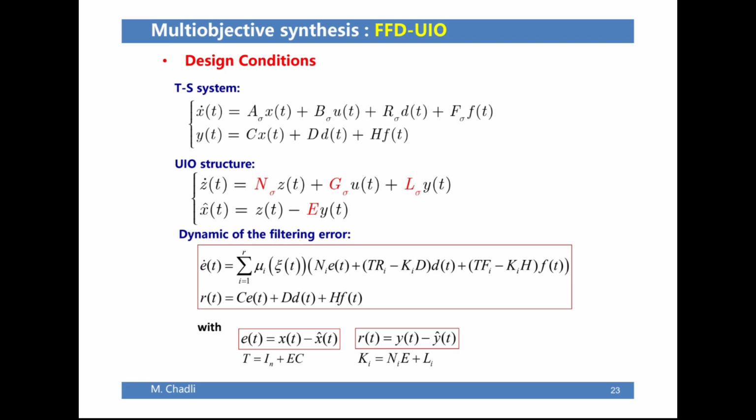residual generator R of t, depending on the error of estimation, on disturbances and faults. Okay, so we can obtain this equation easily, and the objective is how to design the parameters of the unknown input observer N, G, M, and E in order to guarantee the convergence of the error, allowing us to estimate the state and the fault, and also the sensitivity of R of t to fault by maximizing beta, and the robustness of R of t to disturbance by minimizing the parameter gamma. Okay.